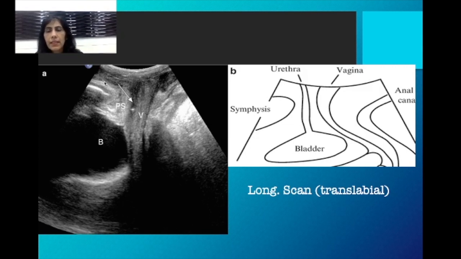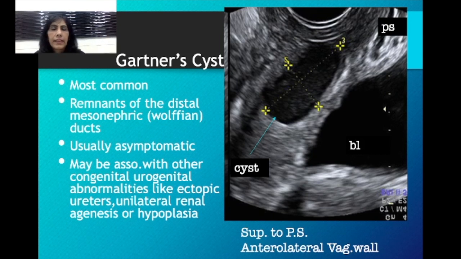This is the thing that you should remember, how the pubic symphysis appears. The same picture would come in a transvaginal scan, no difference as such, right? Now let us go further. In this picture, let us analyze this lesion. First of all, here is the pubic symphysis, right? It is a longitudinal scan.